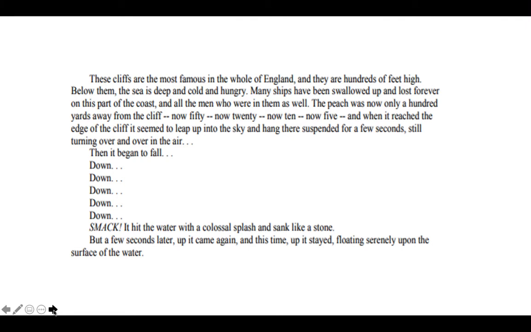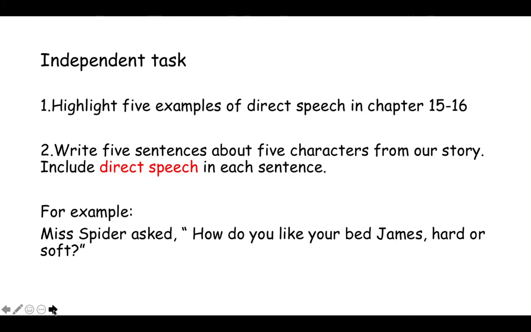Then it began to fall. Down, down, down, down, down. Smack! It hit the water with a colossal splash and sank like a stone. But a few seconds later, up it came again, and this time up it stayed, floating serenely upon the surface of the water.